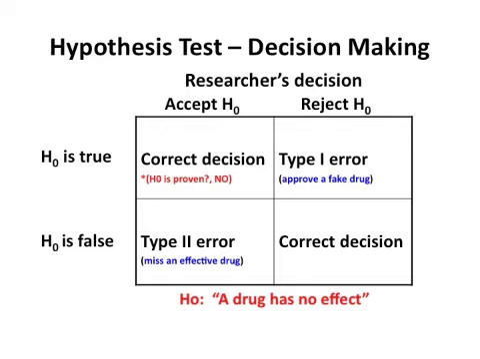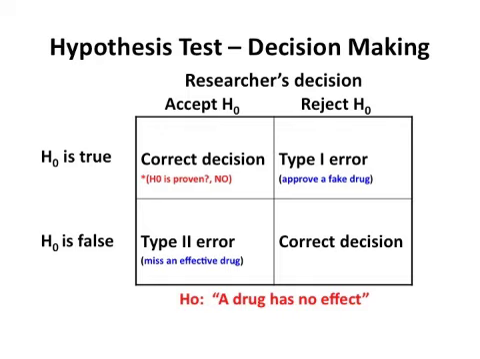Now let's come up with the practical procedure of conducting hypothesis testing. So it is a decision-making process. A researcher's decision is to either reject H null or accept H null. You only have these two options.